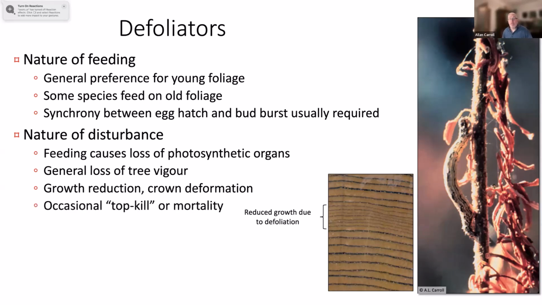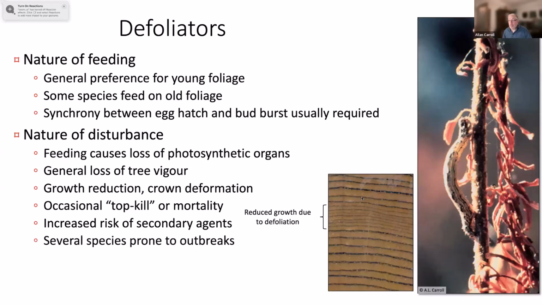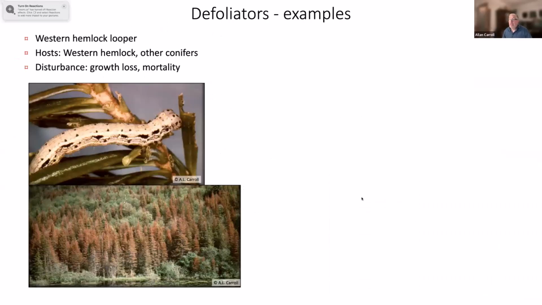Occasionally, these guys are capable of causing part or all of the tree to die, especially if they cause lots and lots of impacts. And I'm sure you've seen some of that in Stanley Park recently. They also cause an increased risk of secondary agents like bark beetles. So a lot of times when trees are weakened by the defoliation of something like the Western spruce budworm, what follows is a bark beetle attack. And several of these are prone to very large outbreaks.